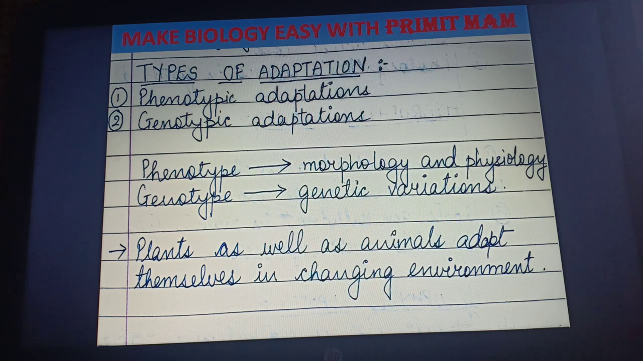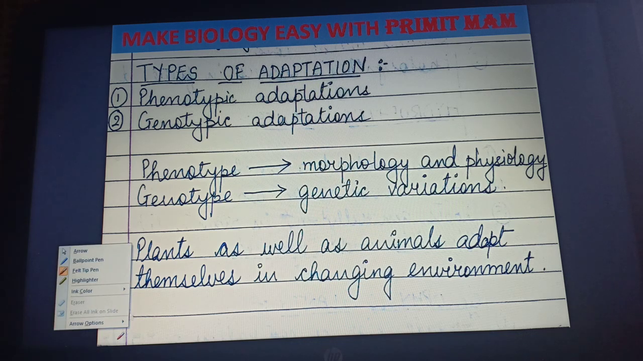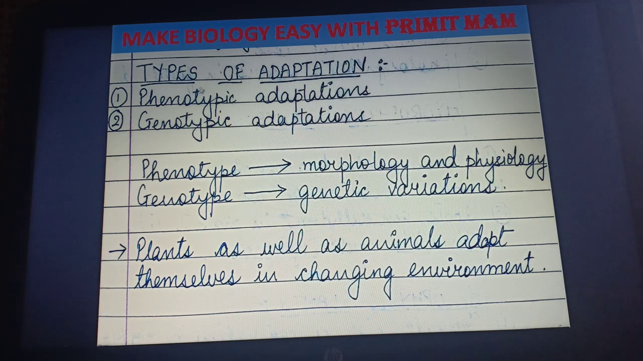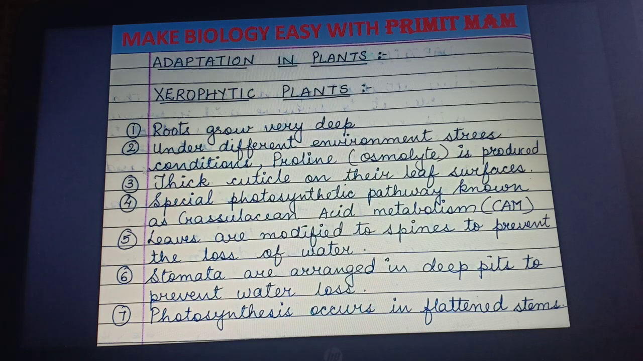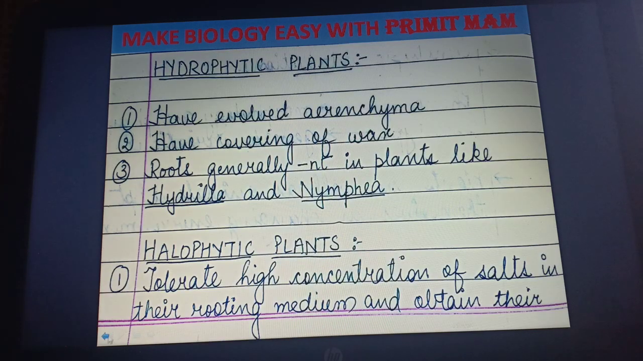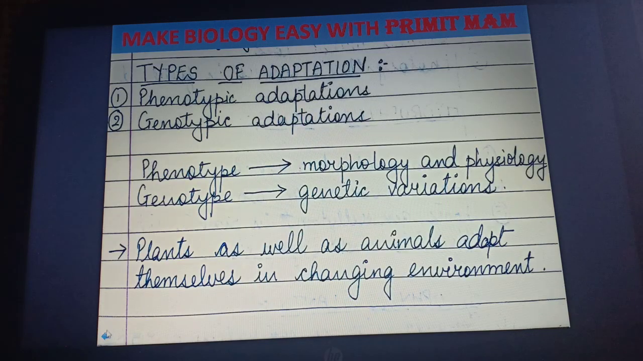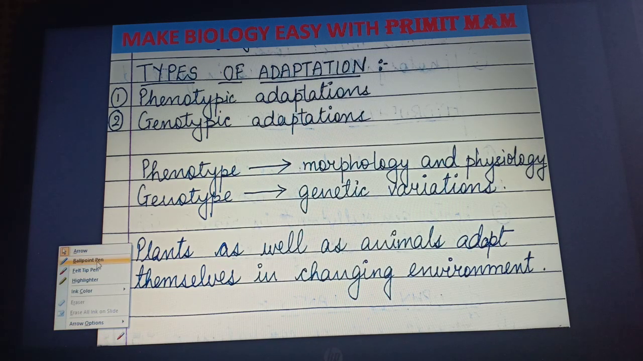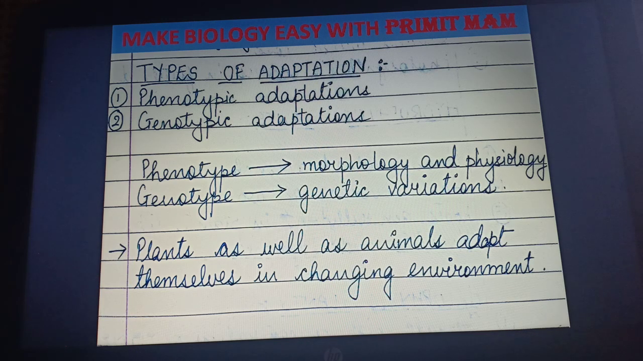Types of adaptations. There are different types of adaptations. Mainly two types are there which we will be studying. One is the phenotypic adaptation and the other one is the genotypic adaptation. Now let us see the phenotypic adaptations in detail. The first type of adaptation is phenotypic adaptation.